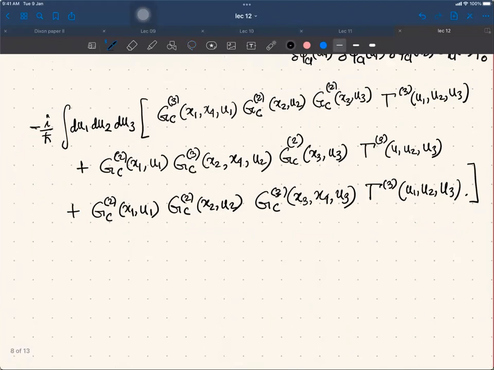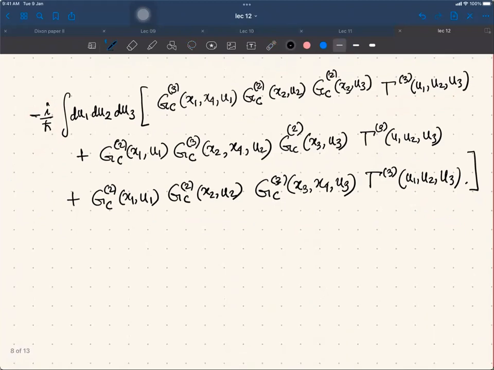So let us do this. Let us look at the first one. It has a gamma 3, which is minus i by h bar gamma 3, and we have already established that that is the 3-point 1 particle irreducible diagram. So that is 1PI with 3 points which are u1, u2, and u3. From u3 and u2, there are connected Green's functions. So let us see how they look.